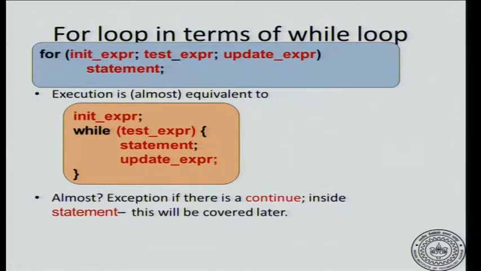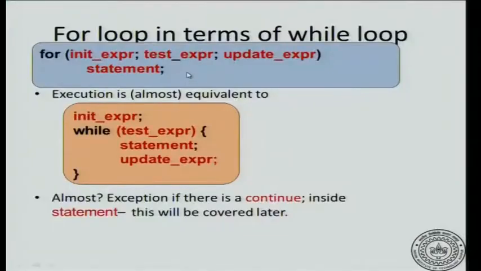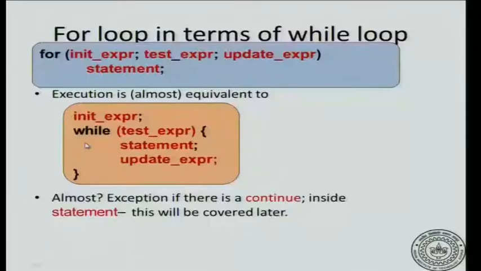Now, why did I say execution is almost equivalent? We will see this later in the course. Whenever there is a continue statement or a break statement, we need to modify this equivalence between the for loop and the while loop. But for now, with the features of C that we have seen so far, the for loop is equivalent to the while loop. We will have to modify this slightly later. The init expression maps to the first part of the for loop, the test expression maps to the second part, and the update expression maps to the third part.